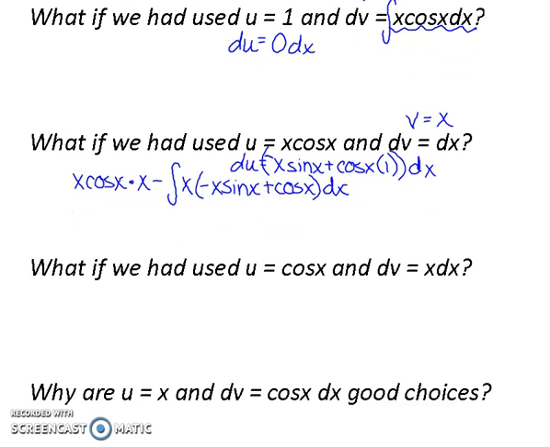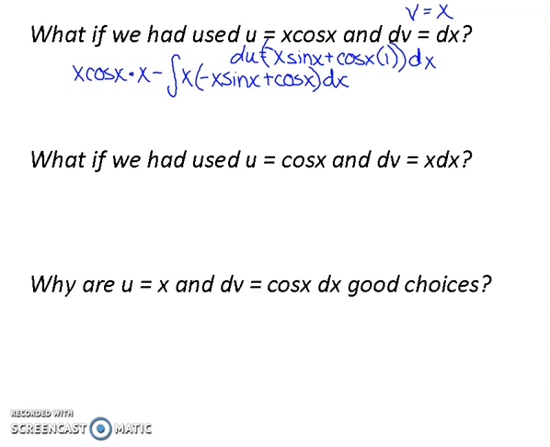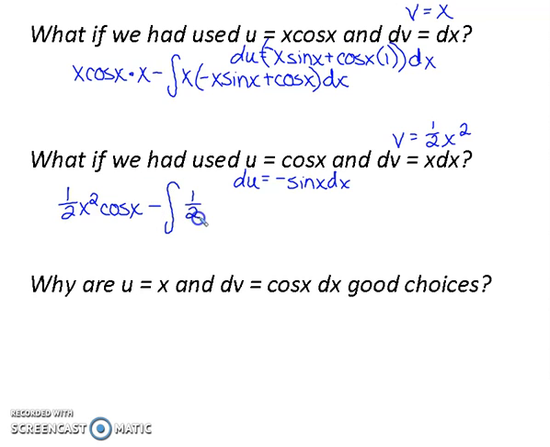So what if we had chosen the opposite order like I was talking about? Well, du would be negative sine x dx, and v would be 1/2 x squared. So u times v would be 1/2 x squared cosine x minus the integral of v, and since that's a minus sine x dx, I'm going to make that a plus sine x dx. Well, even though I said you could have chosen in the opposite order, look at it now.